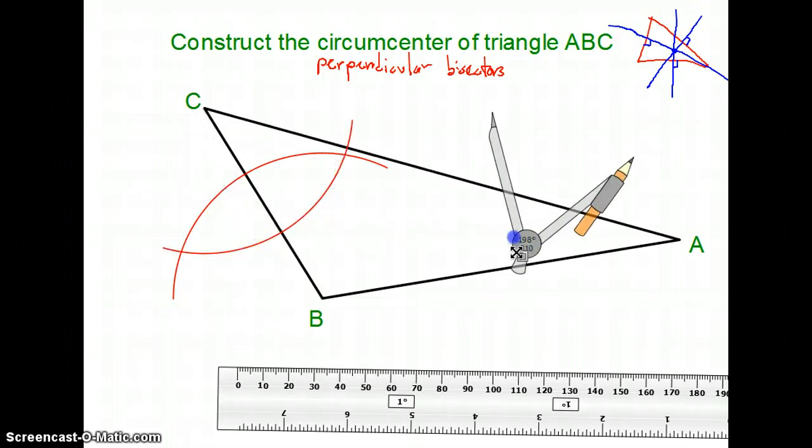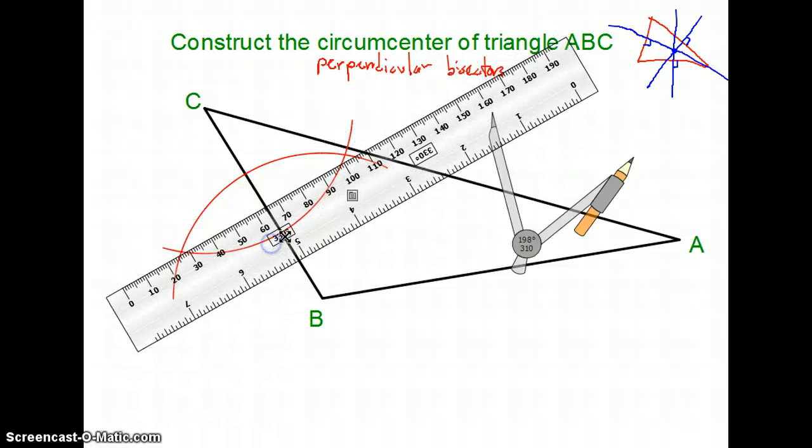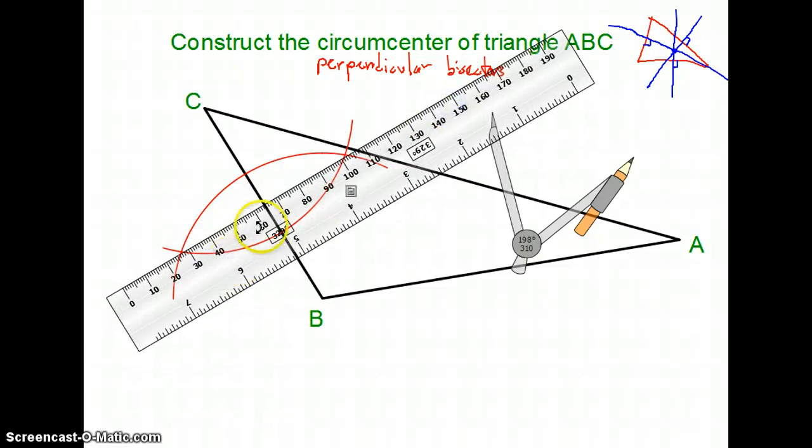Okay, feel free to fast forward this. Watching me manipulate these tools can probably be frustrating, especially the ruler part. I really get frustrated by this ruler. Okay, that's pretty good. So there's a perpendicular bisector of BC.